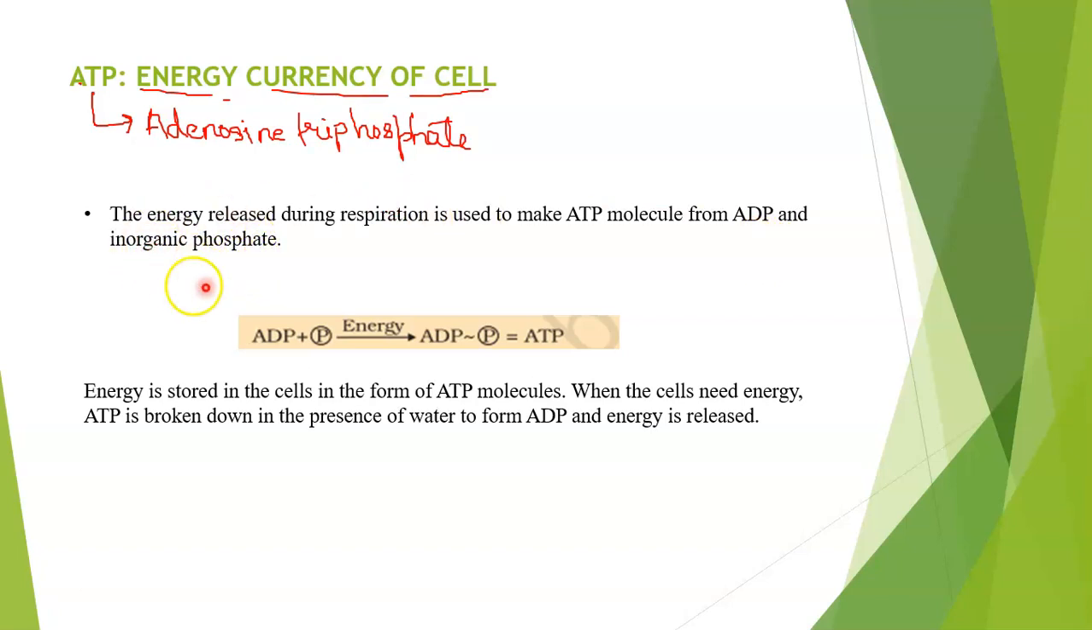In other words, the ADP and inorganic phosphates are used. These two will combine in a chemical reaction where energy, which is the product of respiration, will be used, and then we will get the ATP. This is the chemical reaction for ATP formation.